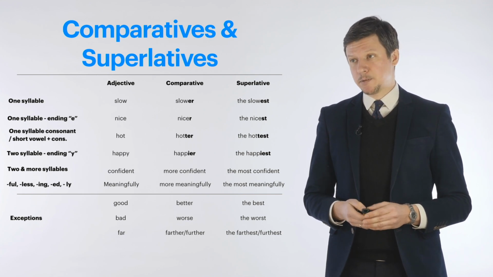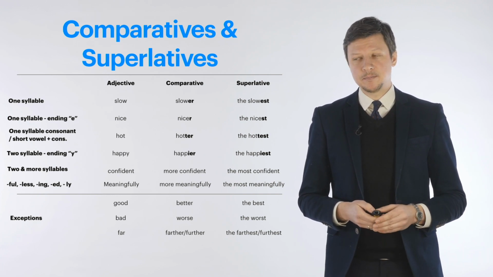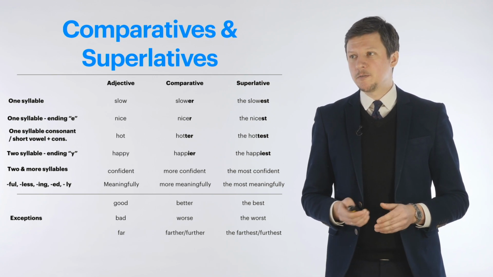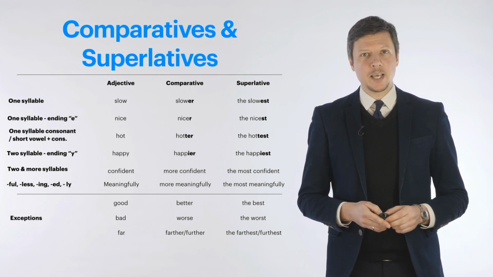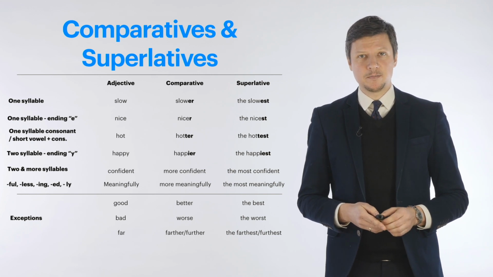We also have exceptions. For example, good, better, the best. Bad, worse, the worst. Far has two variants. Far, farther, or far, further. The farthest or the furthest.